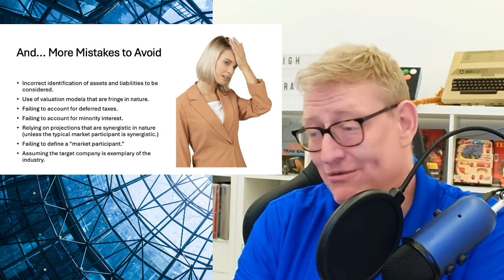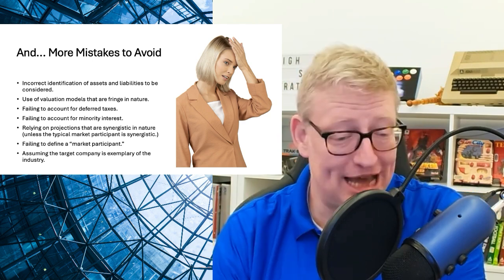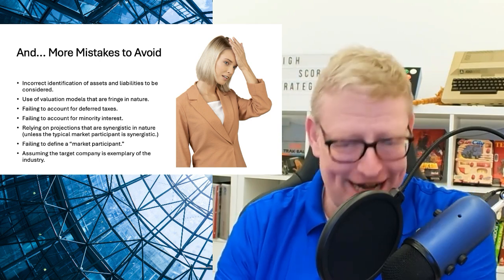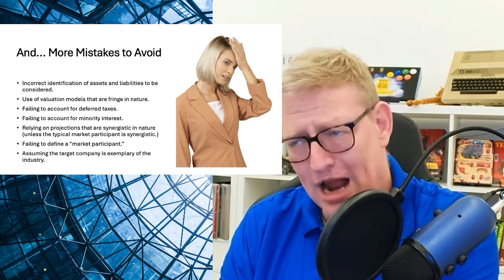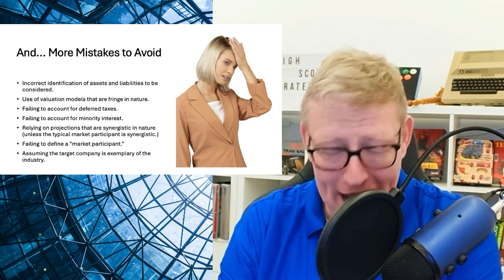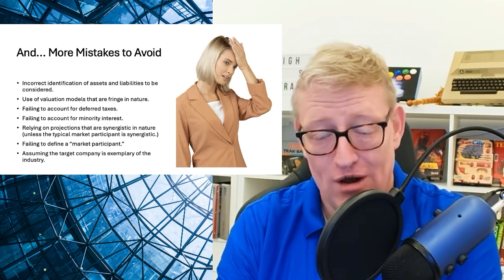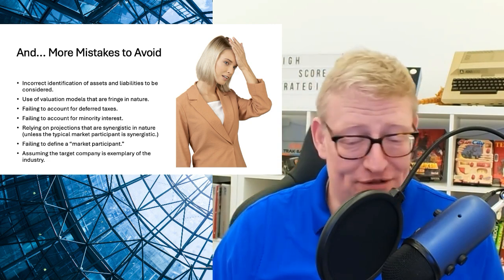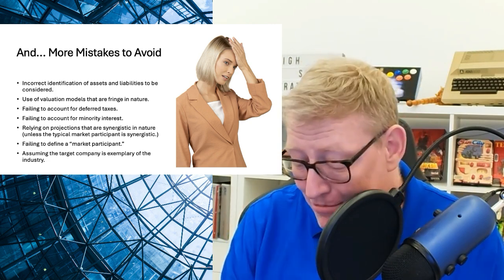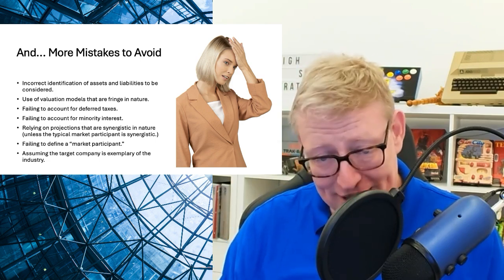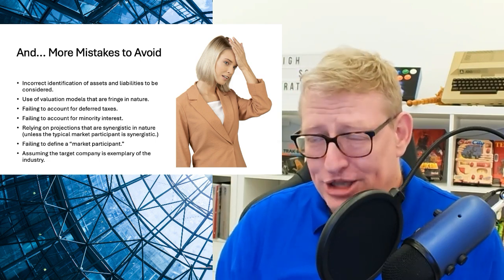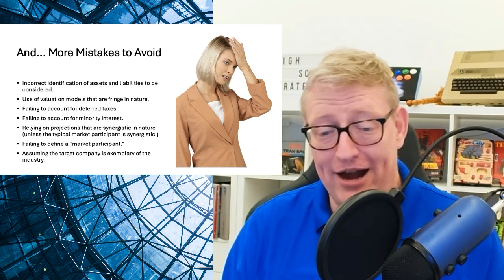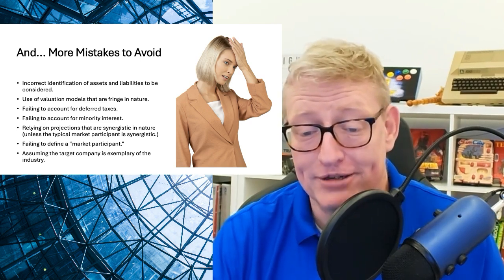They fail to define what a market participant is. What that means is, what is the profile of the typical buyer and seller? Is the buyer financial in nature like a Warren Buffett, or are they buying with a strategic goal in mind, such as a Microsoft or an Apple? Or is it a hybrid? Is it a private equity fund that's doing roll-ups? That market participant profile does need to be clearly identified. Otherwise, you don't have the proper context or lens through which you view the entirety of the valuation.